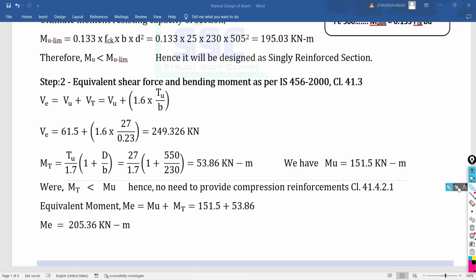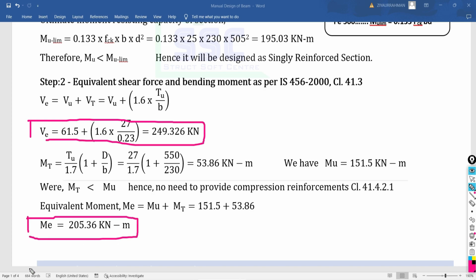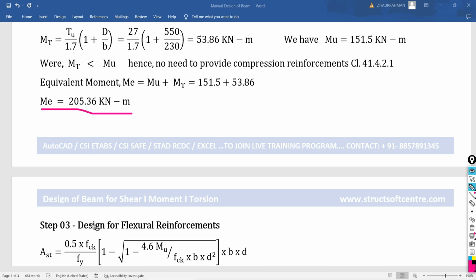So the equivalent moment is going to become what? Ultimate moment plus torsional moment. Adding these two values, we get the equivalent moment as 205.36 kilonewton meter. So for this equivalent shear force and equivalent moment, we have to design the beam. We have to find the flexural reinforcement for this equivalent moment, and the shear reinforcement for this equivalent shear force. After knowing this equivalent moment, we proceed to the flexural design. What does flexural design mean? In this flexural design, we are going to find the main reinforcement, the reinforcement that runs along the span of the beam.